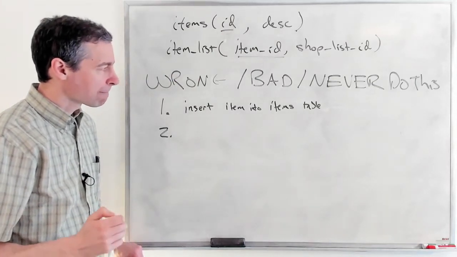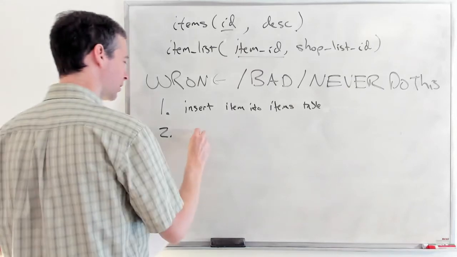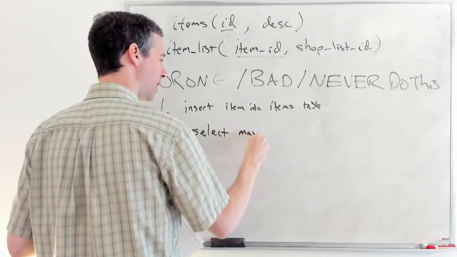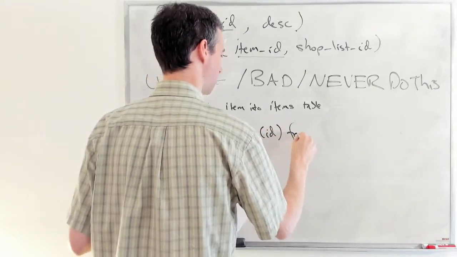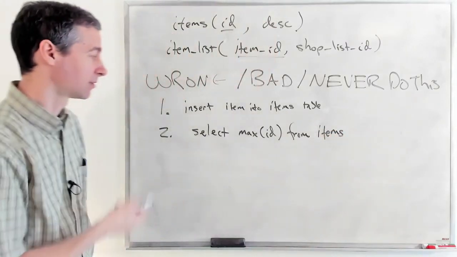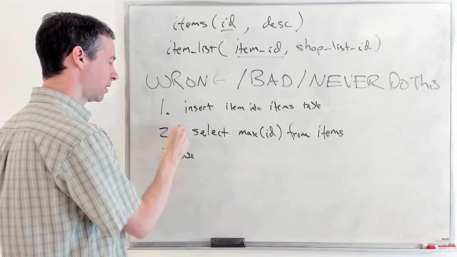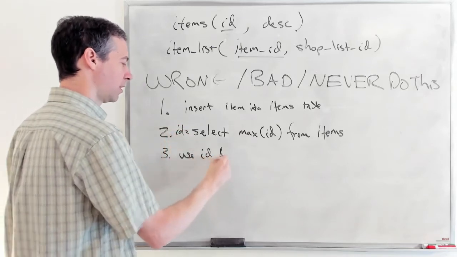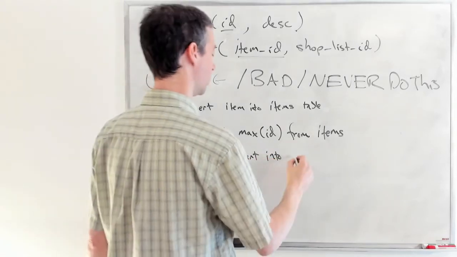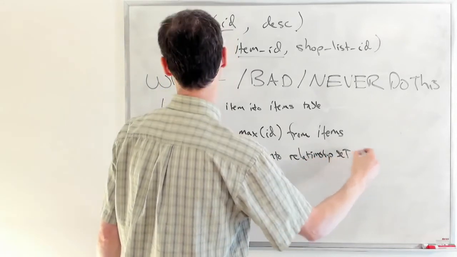So they say to themselves, well, this is what I'm going to do. I'm going to select max ID from items. Aha! They're going to do this, and let's just say they say ID is equal to this. And then they're going to use ID and insert into their relationship set, which is item list.